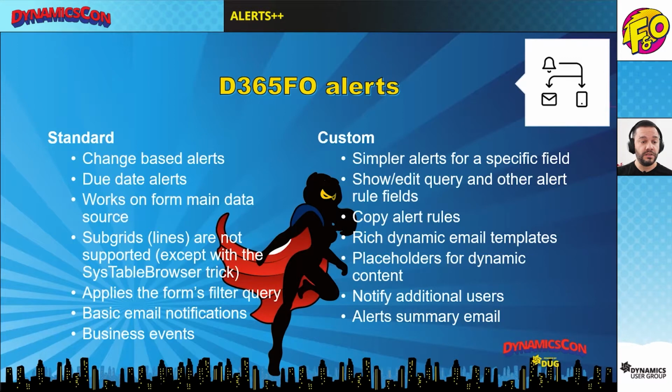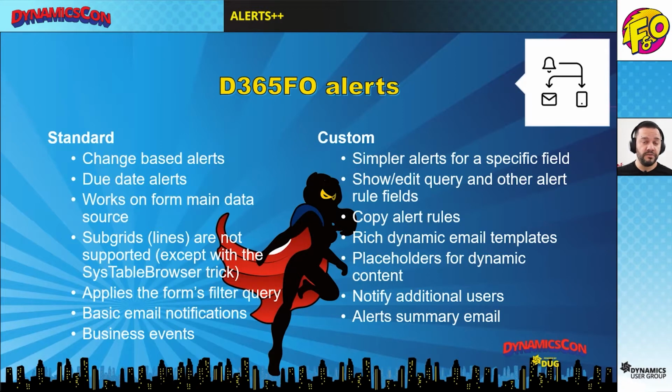So we took this as an opportunity to improve on this feature and add some twist to it. Let's have a look at the standard features of the alerts in D365. There are two types of alerts that we can define. The first type is the change-based alerts. As mentioned, these can be defined either on a field, or on the creation of new records or deleted records. The second type are the due date alerts. These can be defined in a specific time frame or when a date is past or near due.